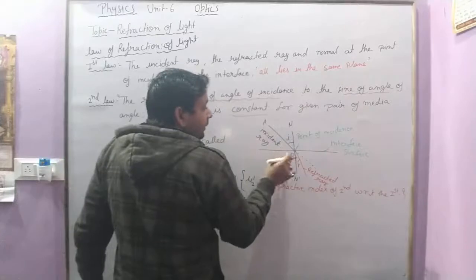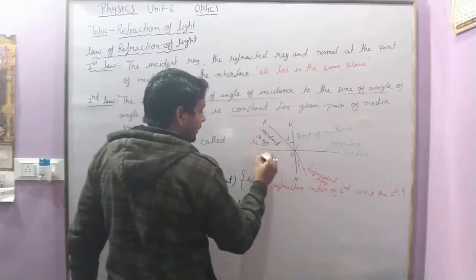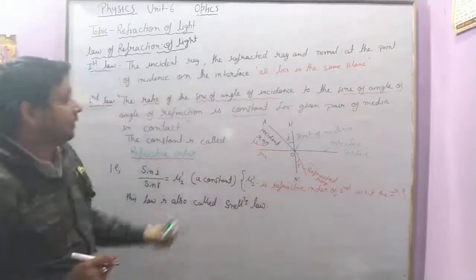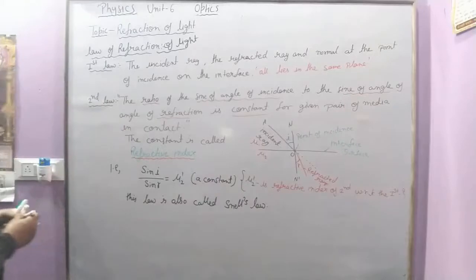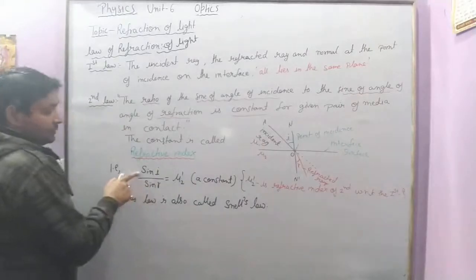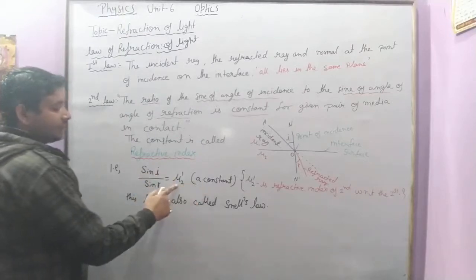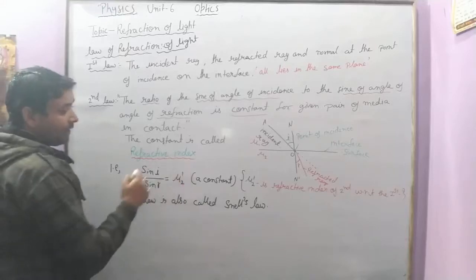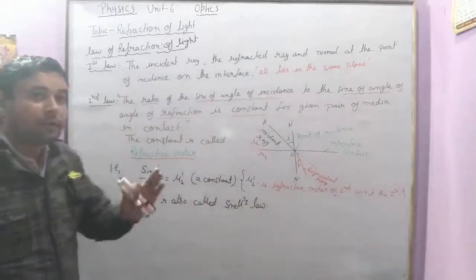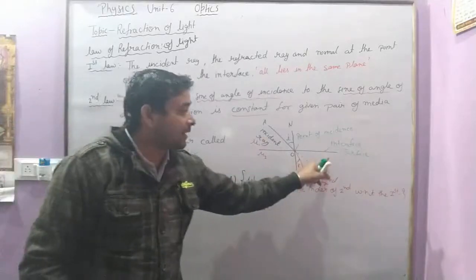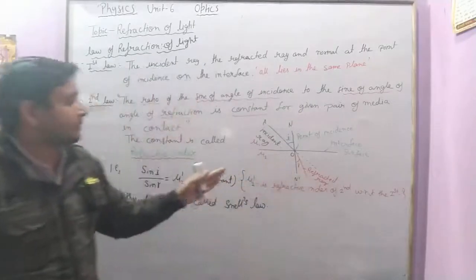Suppose the interface surface connects the two media, medium 1 and medium 2, having refractive index mu1 and refractive index mu2. Therefore, the ratio of sine of angle i to sine r is equal to a constant, which is given by mu2 by mu1, or we say the refractive index of the second medium with respect to the first. Note that the second medium is responsible for the bending of light, as I explained in the previous lecture also.